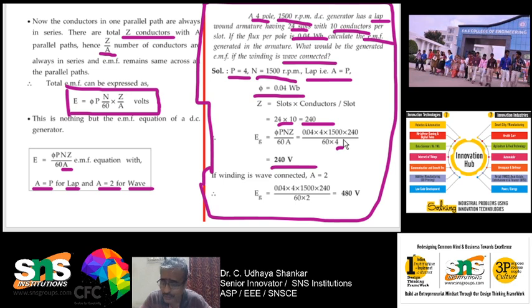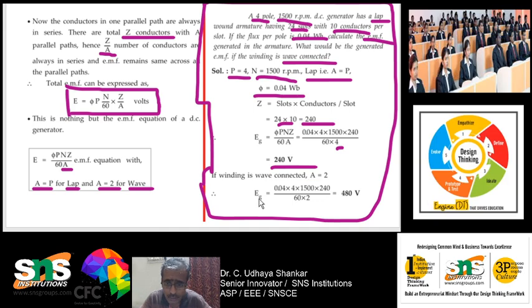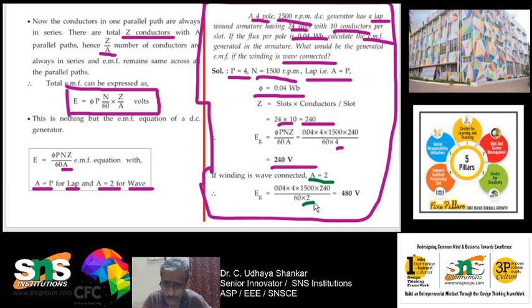Suppose it is wave connected, then A equal to 2, whereas in lap winding it was A equal to P. So again A equal to 2 is substituted in phi Z N P by 60A. Since A is 2, you can see that it generates 480 volts.